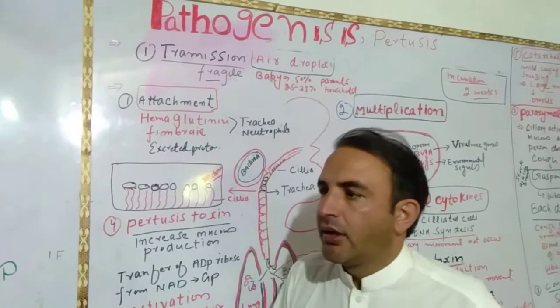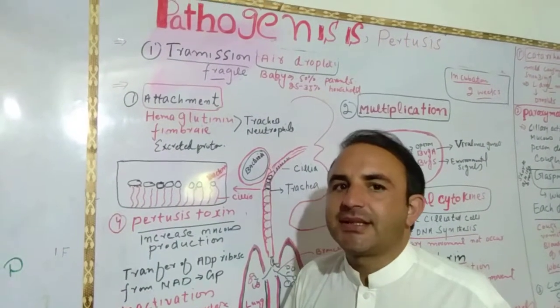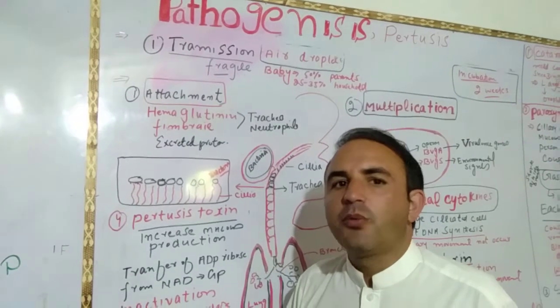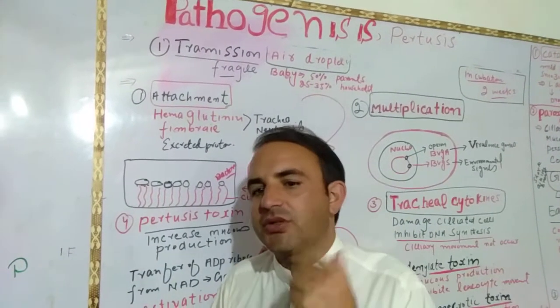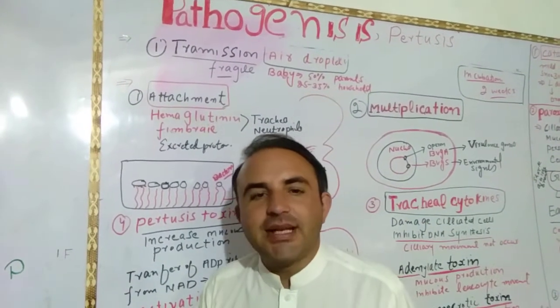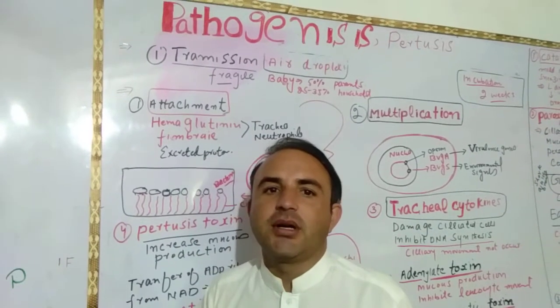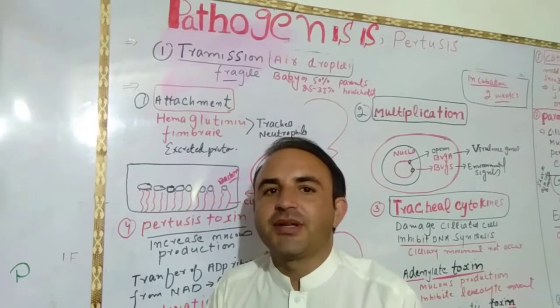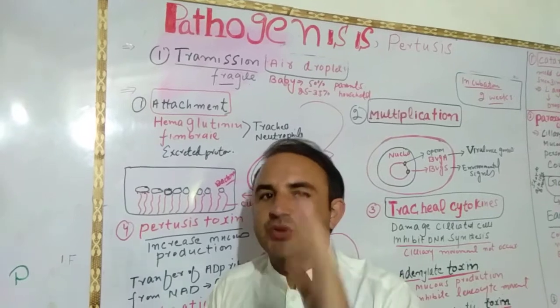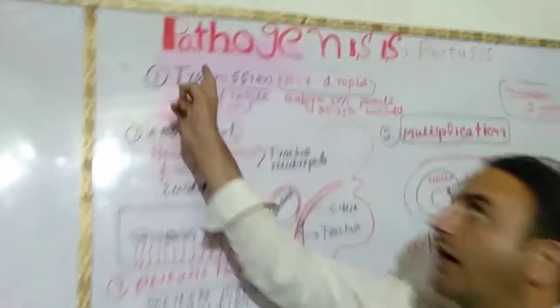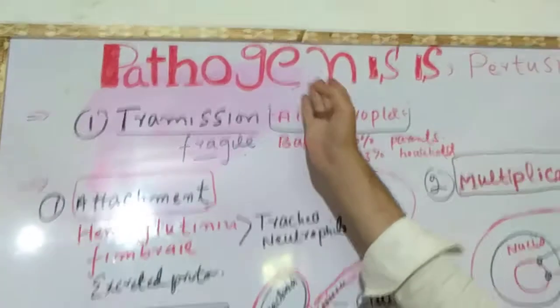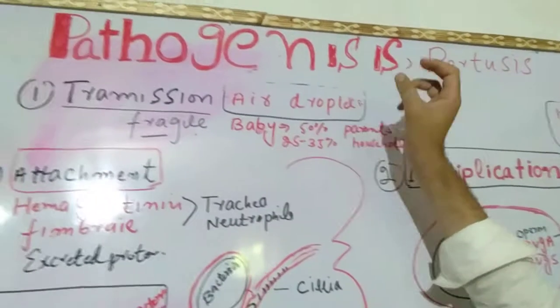Bismillahirrahmanirrahim. Today I am going to discuss the second part of whooping cough or pertussis. In the previous lecture I discussed the major properties and the virulence spectrum of Bordetella pertussis. Today in this lecture I am going to discuss the pathogenesis of pertussis or whooping cough.